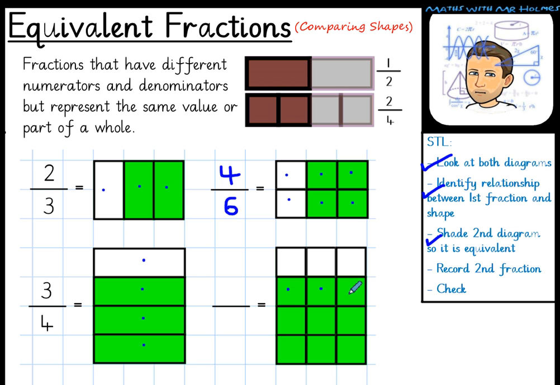We have 3, 6, 9 that are shaded, our numerator, 9, 10, 11, 12, altogether that is our denominator, 9/12. We'll check through our steps to learning before identifying the equivalents. 3/4 is equivalent to 9/12.